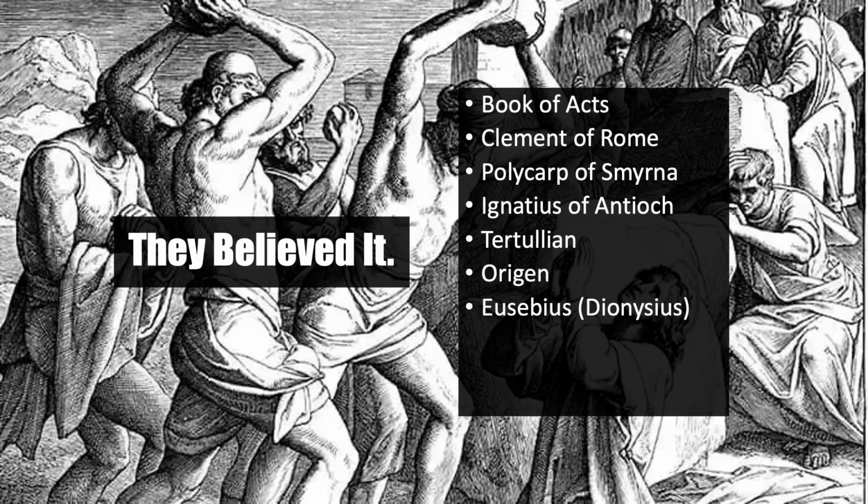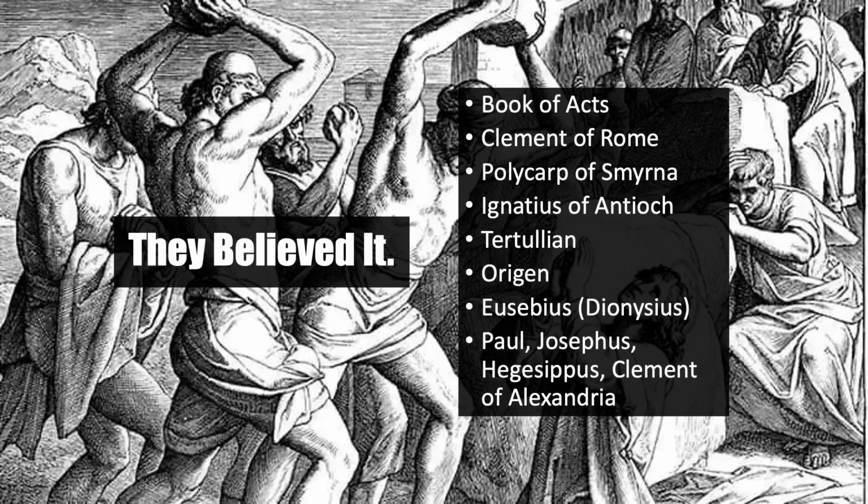Those sources are the Book of Acts, Clement of Rome, Polycarp of Smyrna, Ignatius of Antioch, Tertullian, Origen, and Eusebius. Now, Eusebius himself was relying on an early 2nd century writer named Dionysius of Corinth for his information. These 7 sources testify to the willingness of the original disciples to suffer and die for their faith. Now, if we include the sufferings and martyrdom of James, the brother of Jesus, and the Apostle Paul, the number of ancient sources increases to 11, adding Paul, Josephus, Hegesippus, and Clement of Alexandria.